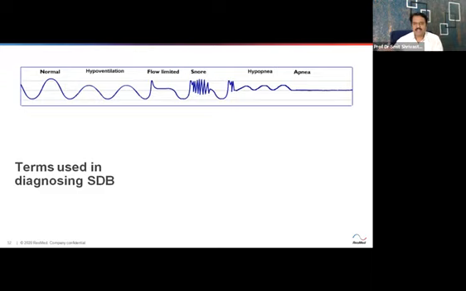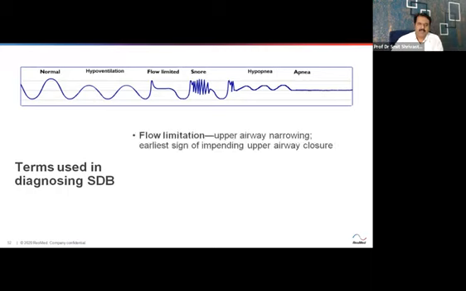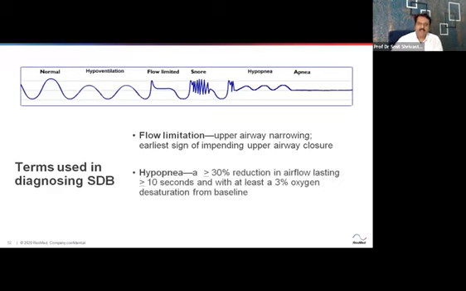The snoring results in these vibrations in the nasal flow, and hypopnea and apnea would be a straight line. Hypopnea will be a further reduction. So flow limitation, where upper airway narrowing happens, is the earliest sign of impending upper airway closure.